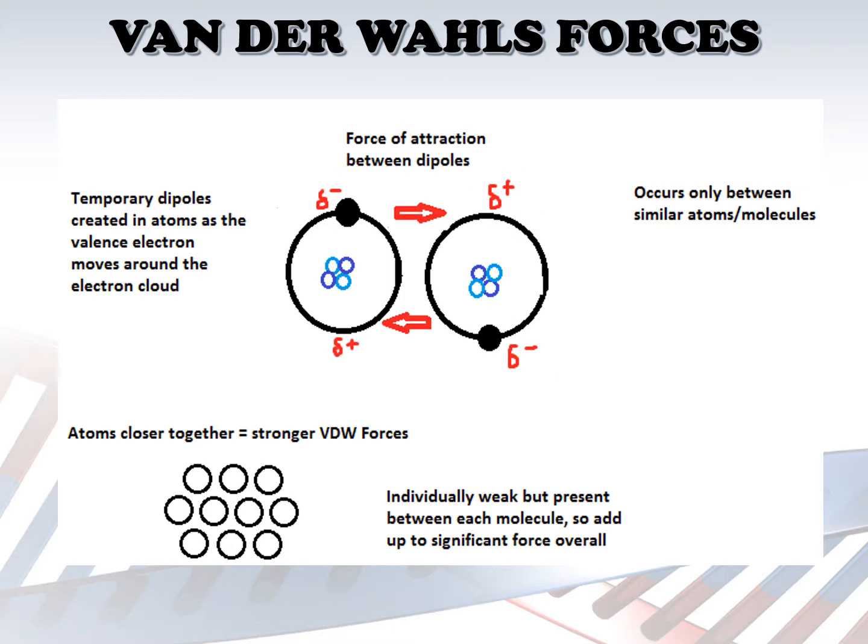Now these are going to, obviously opposites attract, so they're going to be attracted to each other. And this is what we call a temporary dipole, as it only happens at one instant in time, because obviously these electrons are going to be moving around and changing position at all times. But if you have lots of these atoms, each one of these weak forces are going to add up to create a strong force overall. And the closer together these atoms are, the stronger the forces are going to be.